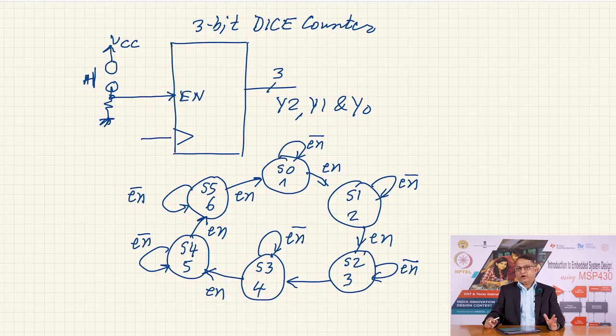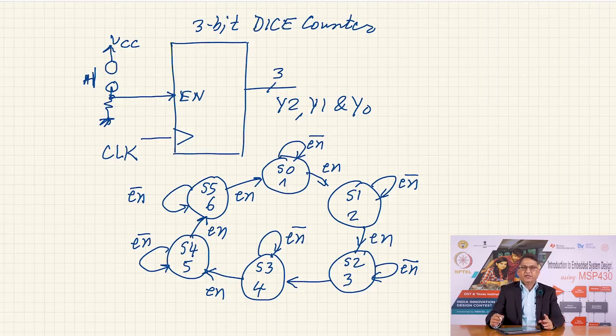Now, basically what I have done is I have repurposed that counter to become a dice. The only condition is that the clock frequency should be very high. Now, when a user presses the switch, the counter will start working, it will transition through all these states, and when I release the switch, the enable signal will become 0 and it will hold the state where it had reached, and those outputs will become stable.